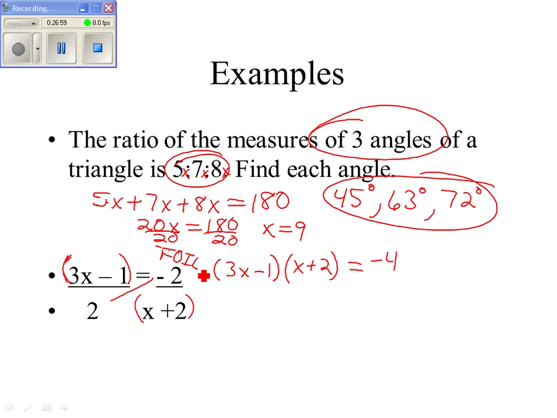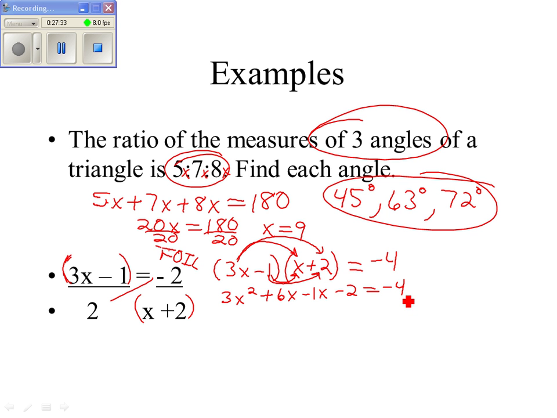Well, FOIL, what's FOIL stand for? First, I recognized, it's 3x times x. 3x squared, that's first terms. Outer terms, what's 3x times 2? 6x. Inner terms, what's negative 1 times x? Negative 1x, good. And last terms, what's negative 1 times 2? Negative 2, that still equals negative 4 over there.